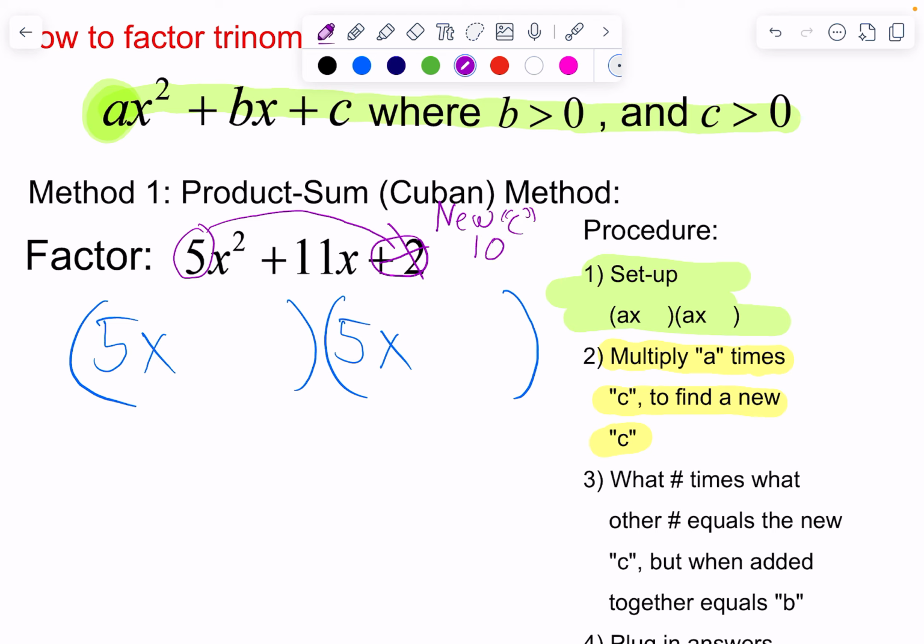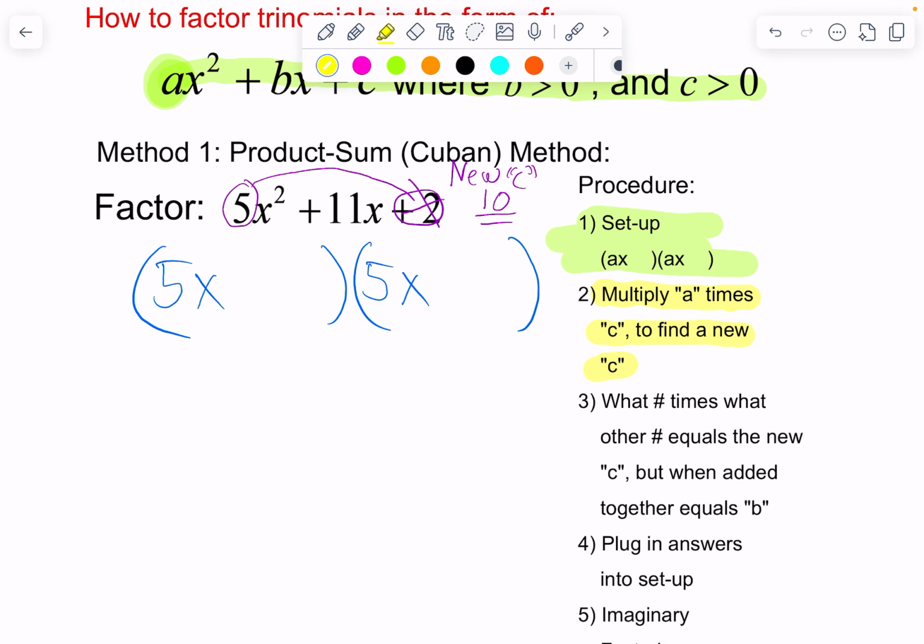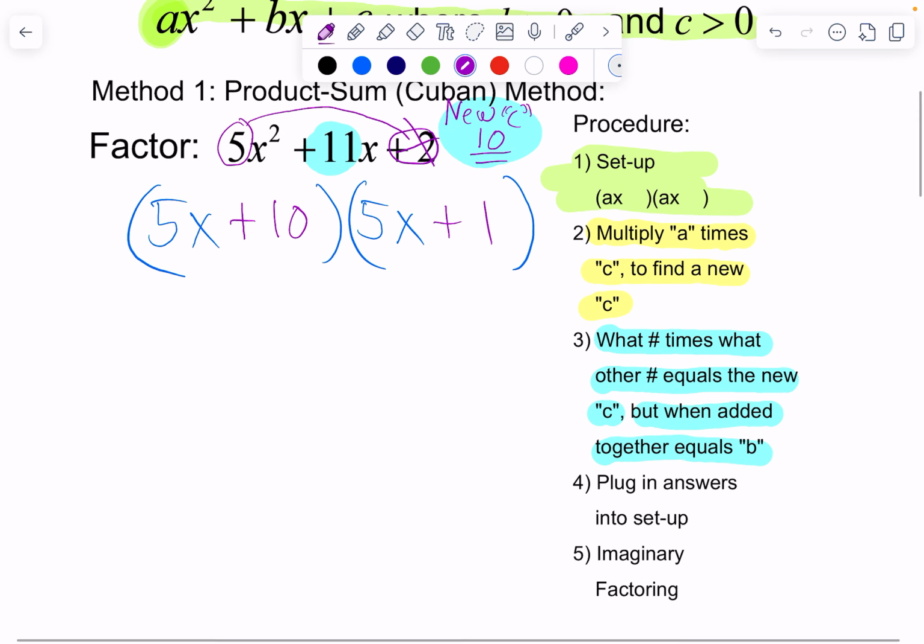will be 10. Okay? So now that we have the new C, we're going to ask the most important question. What number times what other number equals the new C, but when added together equals B? So in this particular case, we're asking what times what is our new C of 10, but when added together is 11. And you got it, we've got positive 10 and positive 1. 10 times 1 is 10, 10 plus 1 is 11. And now we've plugged in our answers. That would be step 4.